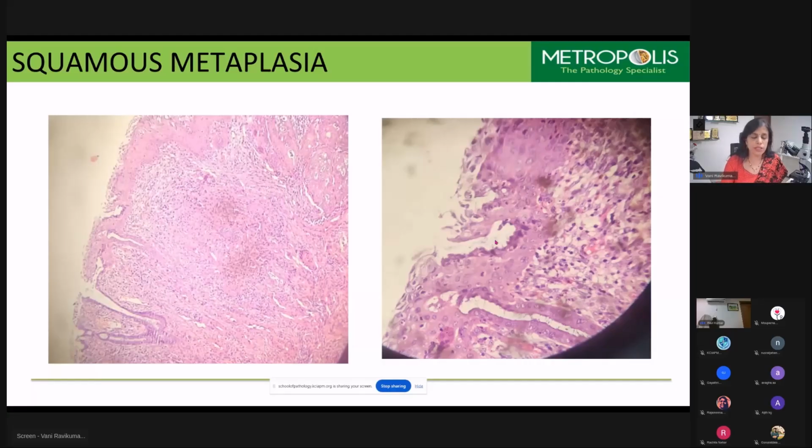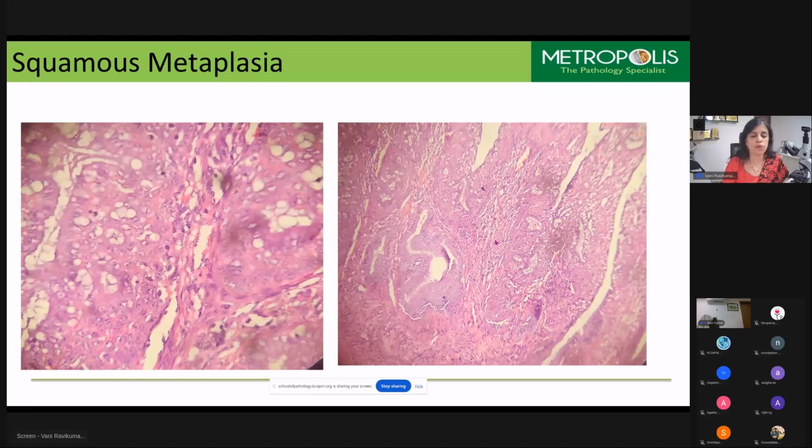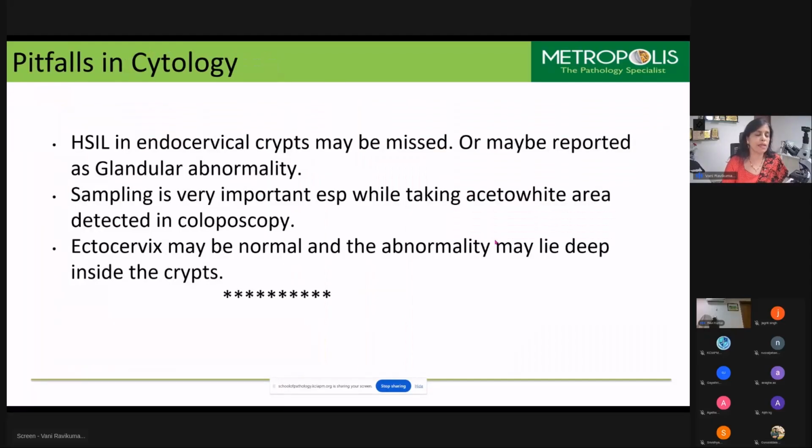So these are some pictures of squamous metaplasia. We had another case of polyp, which showed abundant squamous metaplasia. So pale it is, squamoid cells, and the vesicular nature of the nucleus, squamoid in appearance, see, extensive. Don't confuse this with dysplasia. Don't confuse this with any malignancy. It is a squamous metaplasia.